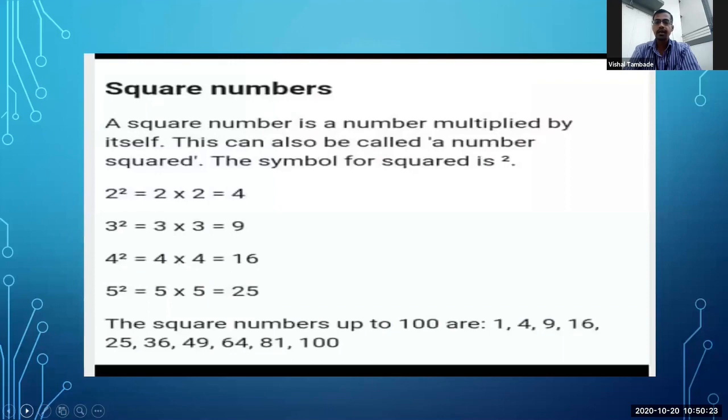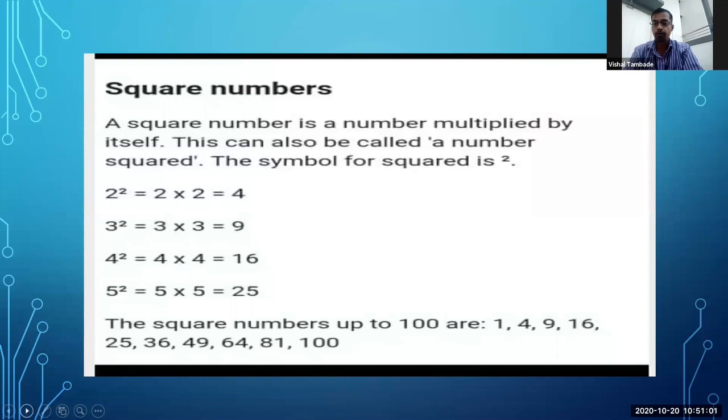Now look at the detail in the square number. A square number is a number multiplied by itself. Means 5 multiplied by 5. Both are the same number. A square number is a number multiplied by itself, which means you have to multiply it by itself 2 times. Okay, 4 multiplied by 4. Both numbers are the same, so we take 4 and multiply by 4, itself.